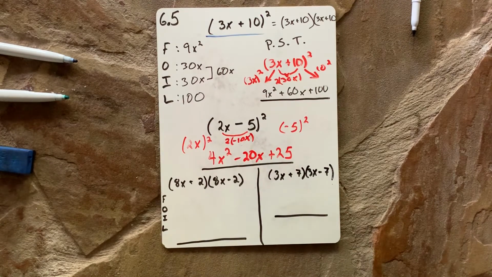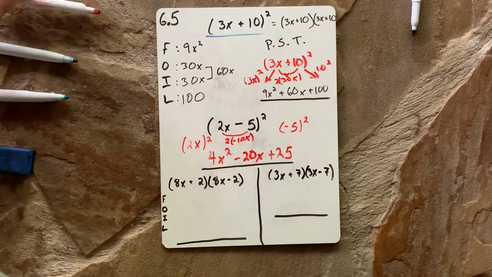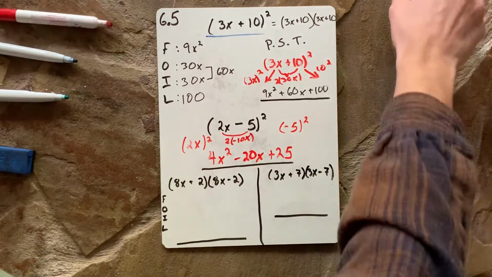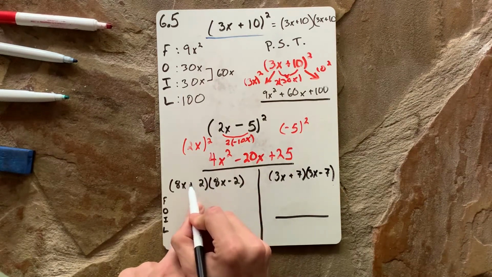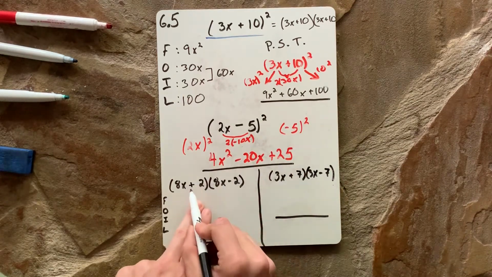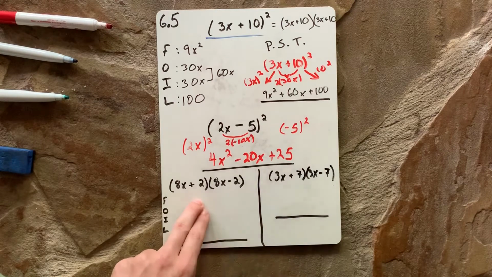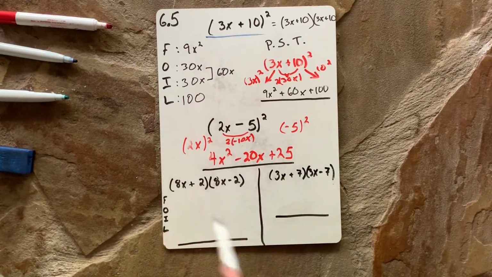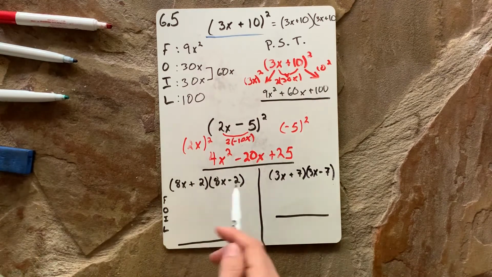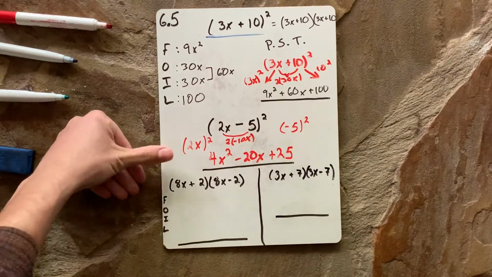All right. Then there's one other special case, and it is called the product of a sum and difference. So you'll notice that I have a binomial times a binomial. One of them's a sum, because I have plus. One of them's a difference, because I have minus. But otherwise, the terms are exactly the same. 8x, 2, and 2. Just one's a sum and one's a difference. So let's try foiling this.